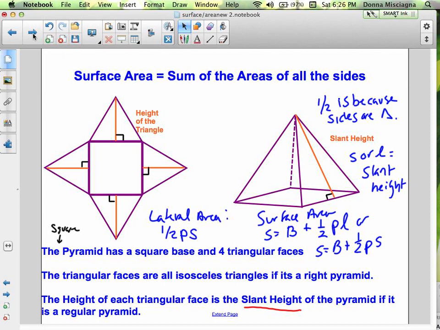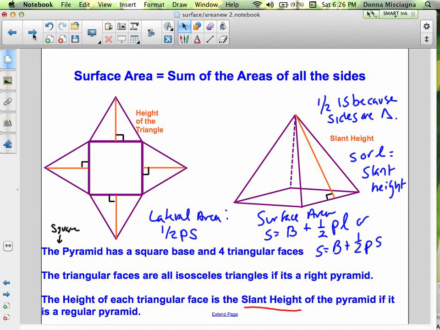So we're still going to need the perimeter. If we take the perimeter of our base, notice that we'll have the bases of all of those triangles all together. And now our height is going to be the slant height because it's on the outside. So we're going to take the slant height to find the height of all those triangles, the area of all of those triangles. Remember the formula for the area of a triangle? It's half base times height.